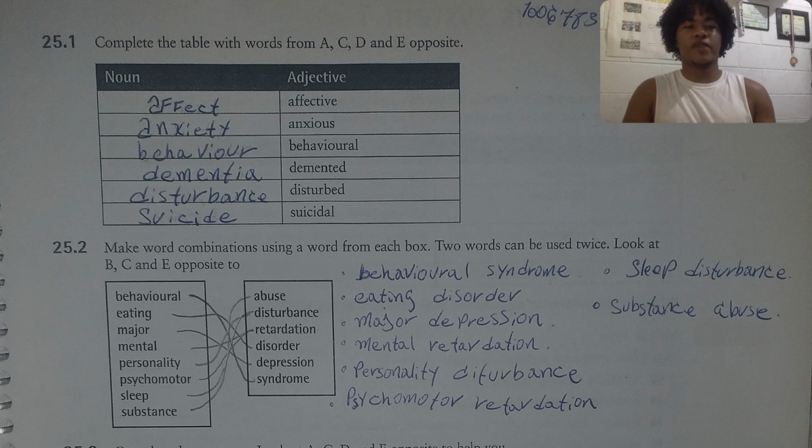Exercise 25.2. Make word combinations using a word from each box. Two words can be used twice. Look at B, C, and D opposite. Number 1. Behavioral syndrome, eating disorder, major depression, mental retardation, personality disturbance, psychomotor retardation, sleep disturbance, substance abuse.